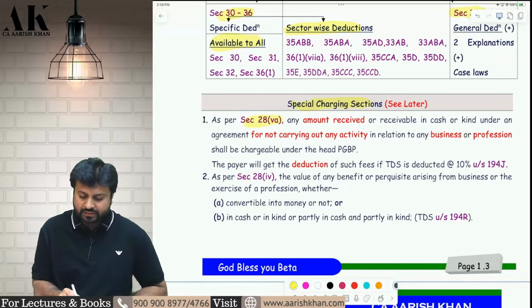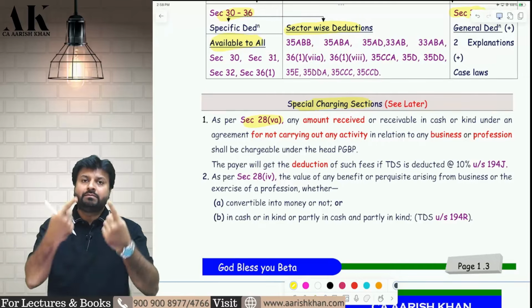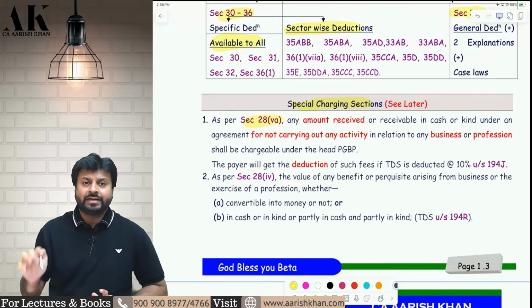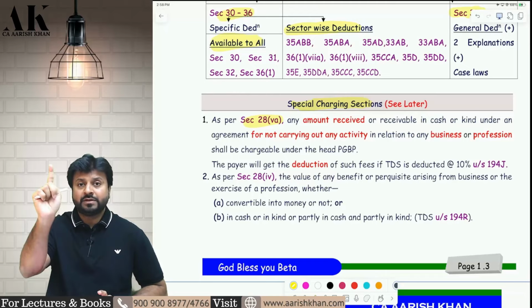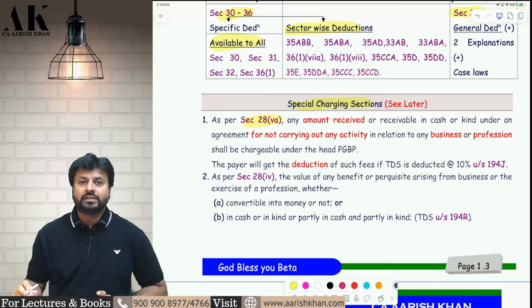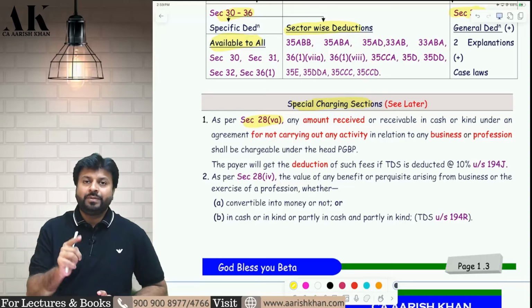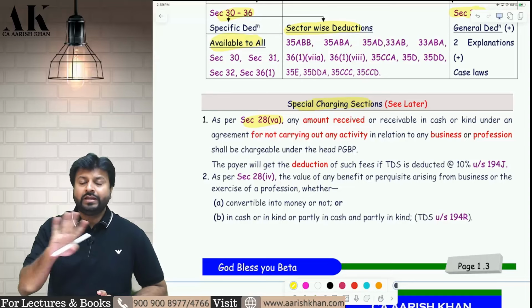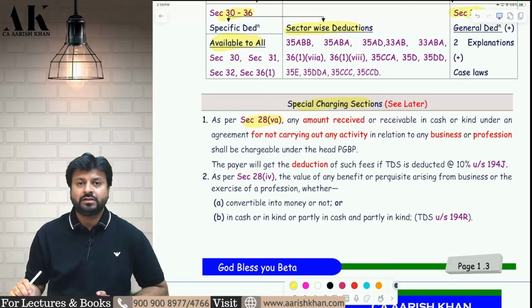The first special charging section is if I am giving some money to anybody for not doing any activity in relation to business and profession. I am telling you, don't do this business. Take this much money, one shot. Take 10 crore, 20 crore, 100 crore, 200 crore. Don't do this business. Then it will be taxable in your hand. This is called a non-compete fee. So if you pay any non-compete fee to anybody for not doing any activity in relation to any business and profession, then it is taxable in the hands of the person who is receiving it.